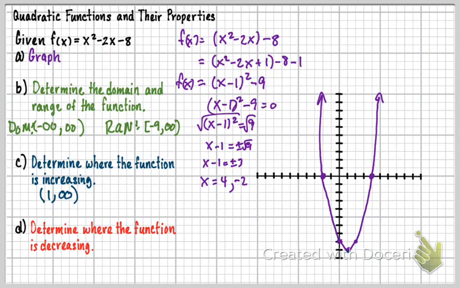Now for decreasing, it'll be the opposite of that. So as I go from left to right, are my y values getting smaller? And they do, from negative infinity to 1. Because if I pick this value here and this value here, as I go to the left, the y values are getting smaller. They're getting closer to negative 9. So that's how that works. So that's all my information for this problem here. It only asks those 4 things. So there we go.